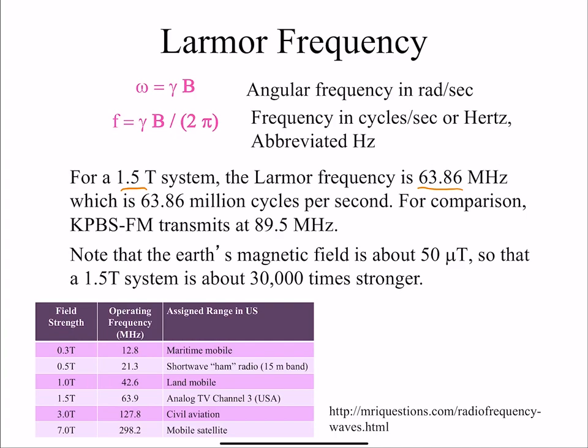This table is nice. It tells you what those frequencies correspond to. 1.5T is like analog TV. 3 Tesla is like civil aviation. These are frequency bands that we do use. Because of that, the MRI system always has to be in what's called a shielded room. We put it in a copper shielded room so that what we receive is from the sample and we're not getting interference from other sources. Like if a plane flies over, we don't want to see that. But there are times when the shield doesn't work or something else happens, and that's when you get artifacts. We'll talk about that a little later.